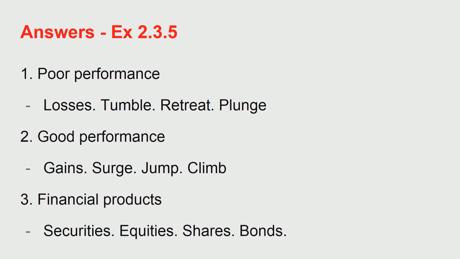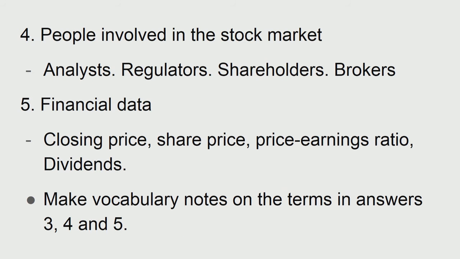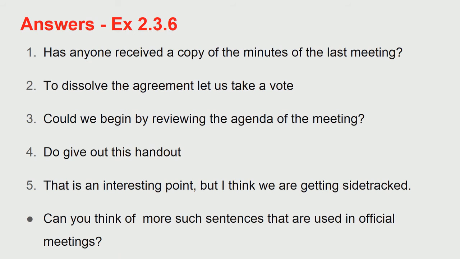Next one, poor performance is losses. These are the headings and columns: losses, tumble, retreat, plunge; good performance: gain, surge, jump, climb; financial products: securities, equities, shares, bonds; people involved in the stock market: analysts, regulators, shareholders, brokers; financial data: closing price, share price, price earnings ratio, dividends.